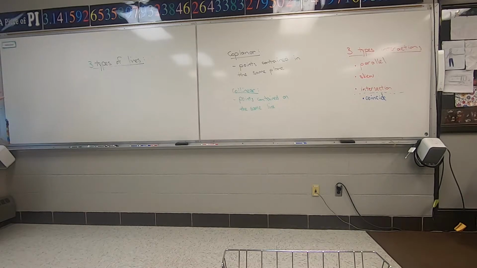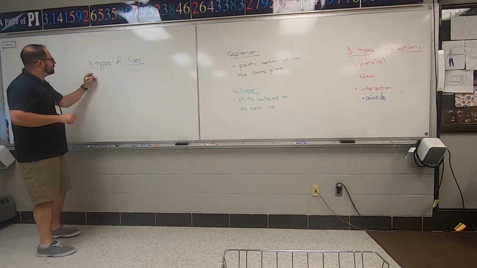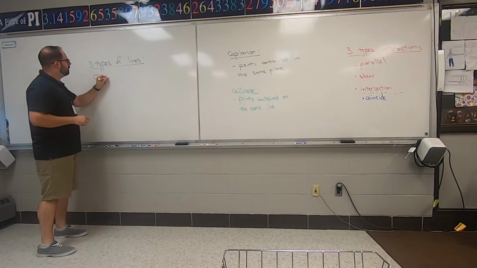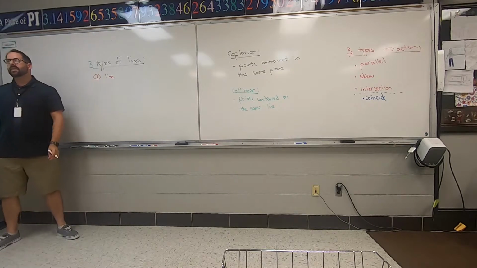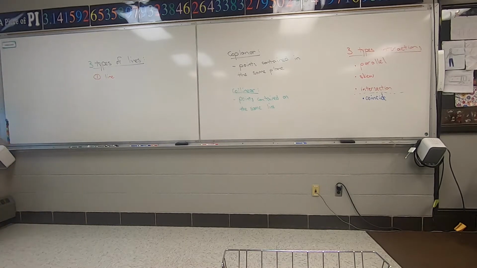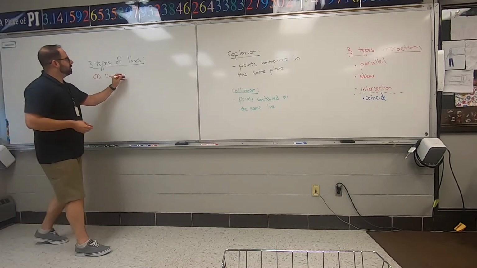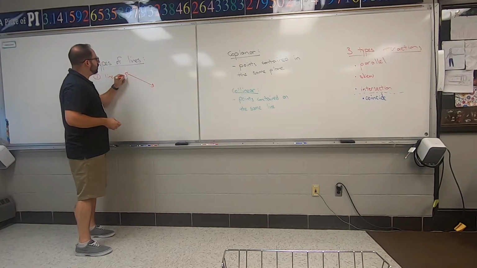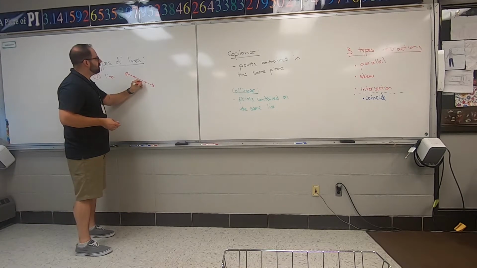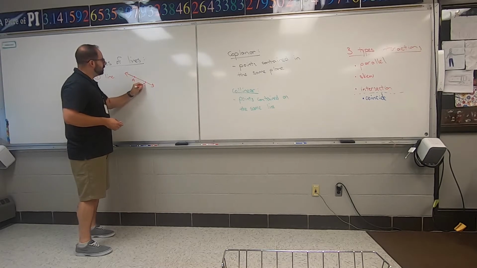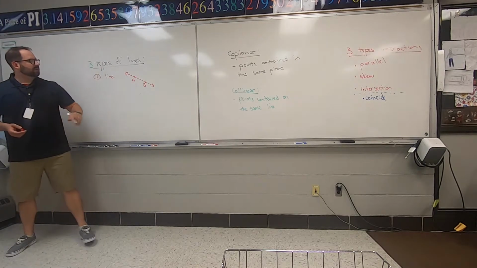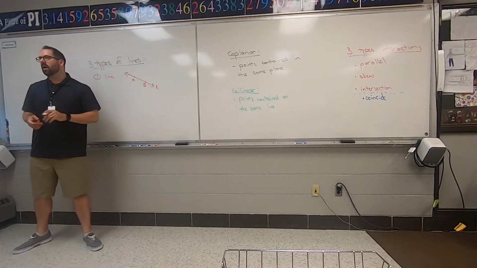Okay, so 3 types of lines. The first one is self-titled. They just call it a line. That's one we've already had, the one in your homework, right? So a line looks like this. It's got arrows, it's got points on there, a minimum of 2. It could have a cursive or italicized letter off to the side.